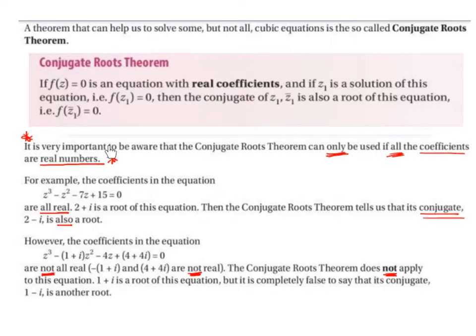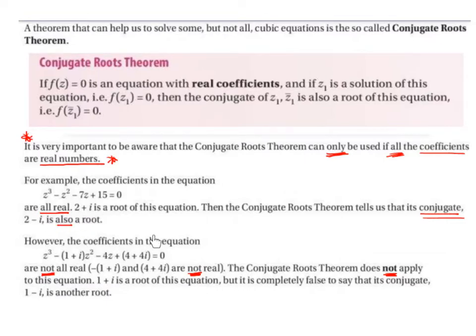It is very important to be aware that the conjugate roots theorem can only be used if all the coefficients are real numbers. For example, the coefficients in the equation z cubed minus z squared minus 7z plus 15 equals 0 are all real. If 2 plus i is a root of this equation, then the conjugate roots theorem tells us that its conjugate, 2 minus i, is also a root.